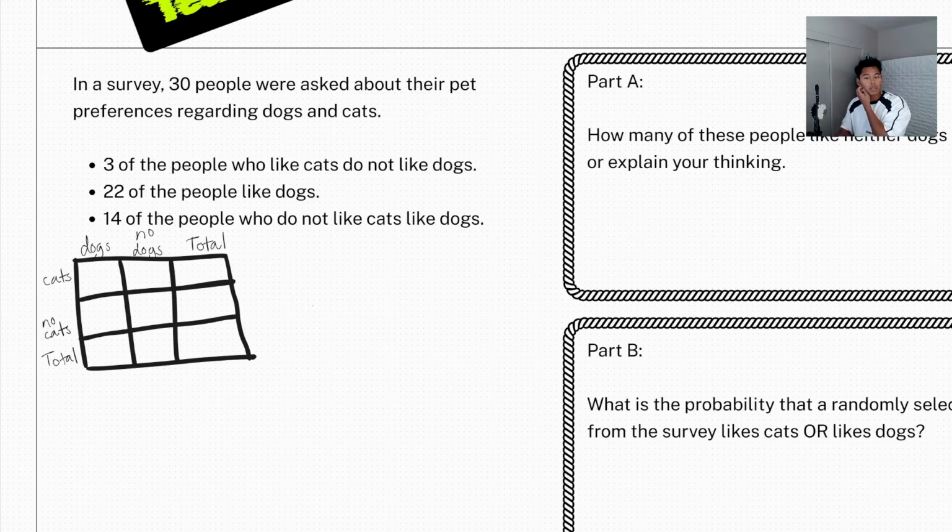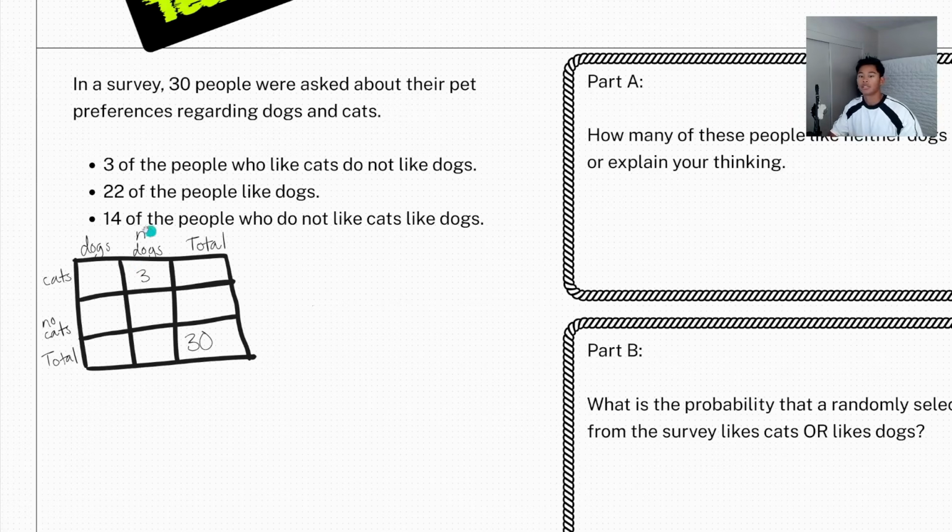Okay. So we know that from the first sentence, 30 people were asked about their pet preferences. I know that that's 30 total. I know for a fact that that's everybody surveyed, right? So that goes in the bottom right. That's the total. Okay. Next, 3 of the people who like cats do not like dogs. So they like cats, and they don't like dogs. So I go to my table, I see, oh, cats is right here. They don't like dogs. Oh, no dogs right here. This is where my 3 is going to go.